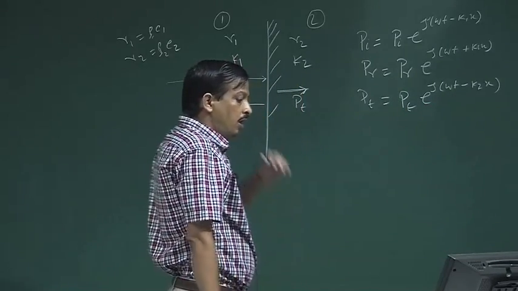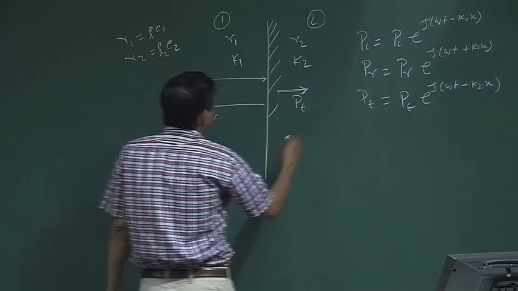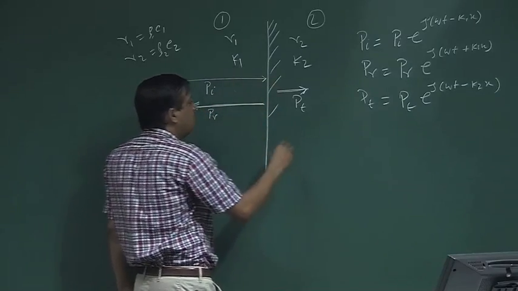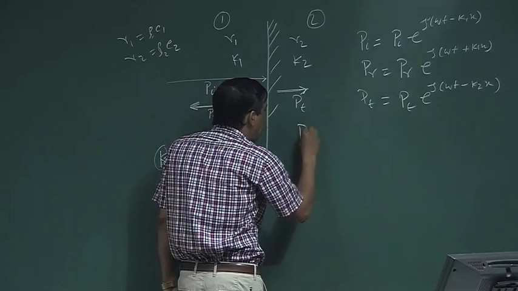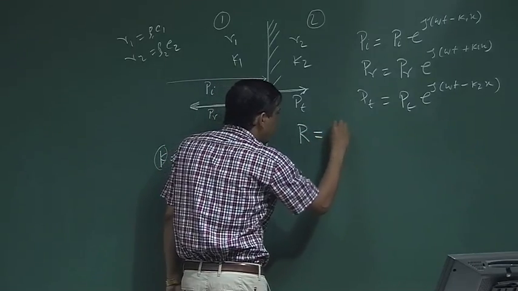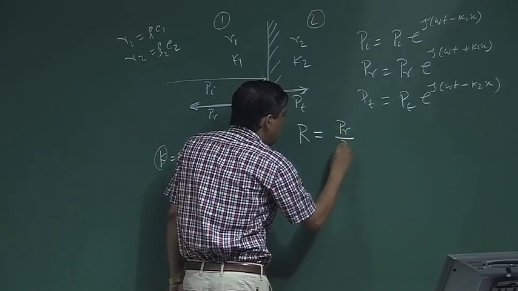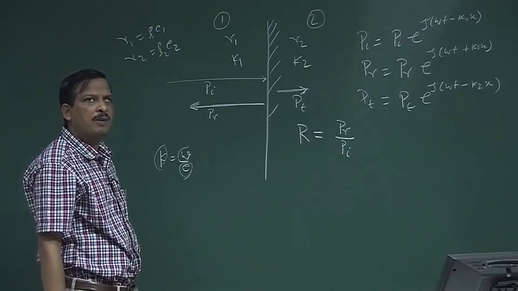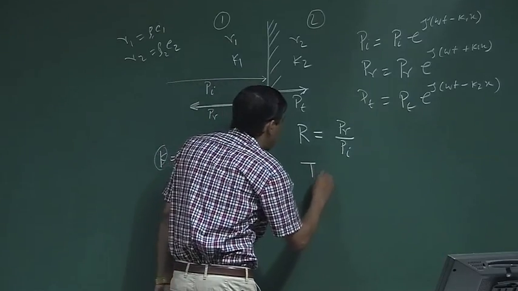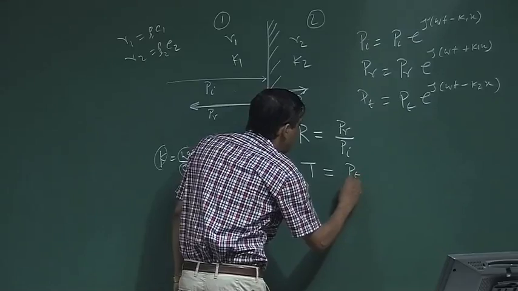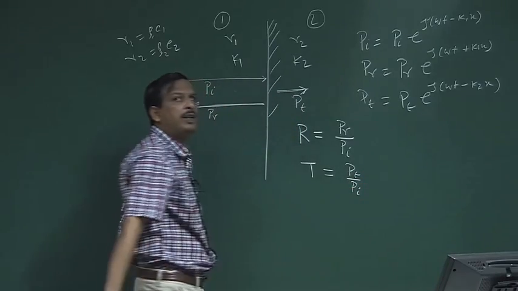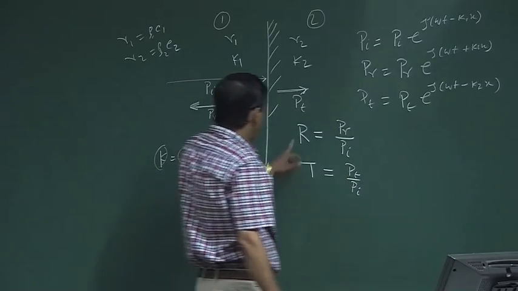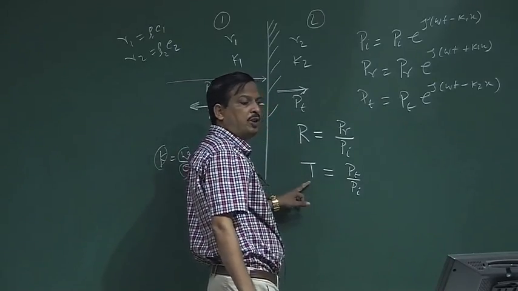Now, if I want to know the reflection coefficient: the reflection coefficient R is the reflected pressure wave amplitude divided by the incident pressure wave amplitude. And the transmission coefficient T is Pt by Pi, the transmitted pressure wave amplitude divided by the incident pressure wave amplitude. These are the reflection and transmission coefficients for the pressure.